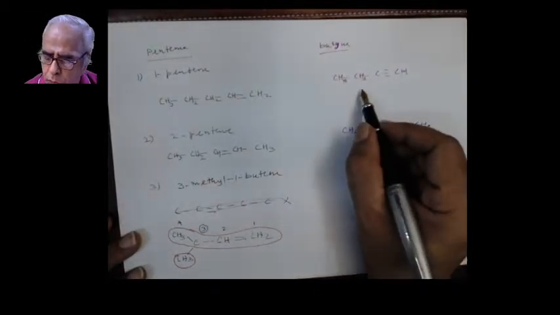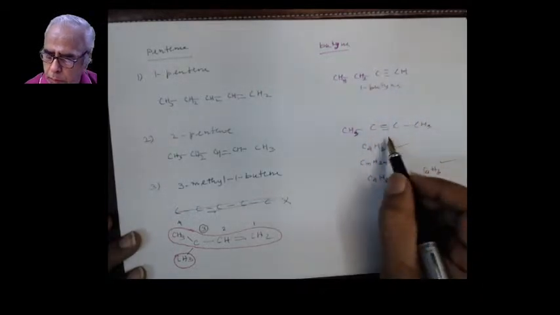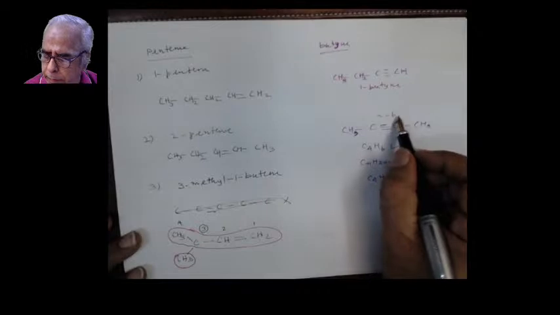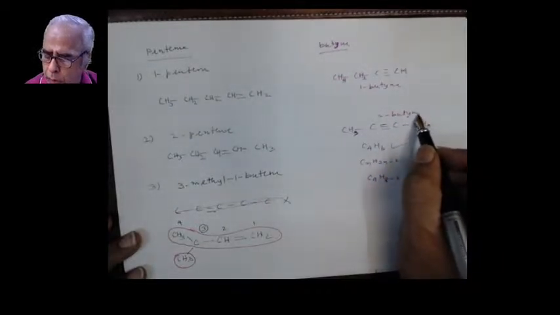Similarly, you can check this one also. What do you call it? This is 1-butyne, right? And what about this? This is 2-butyne, or you can say but-2-yne.